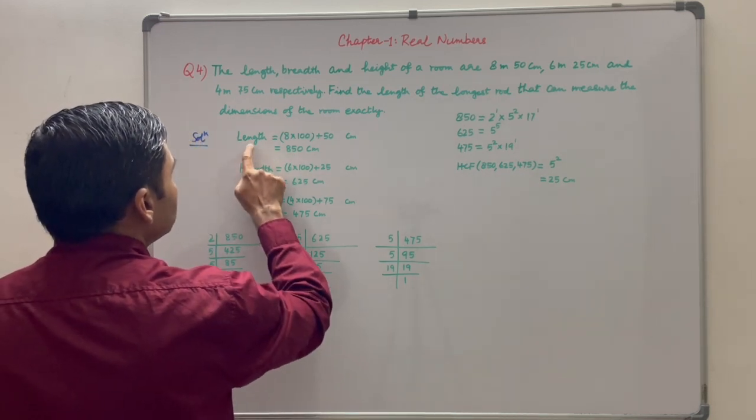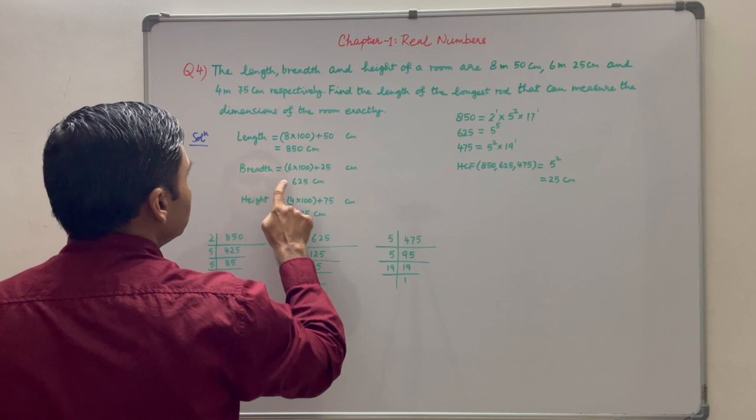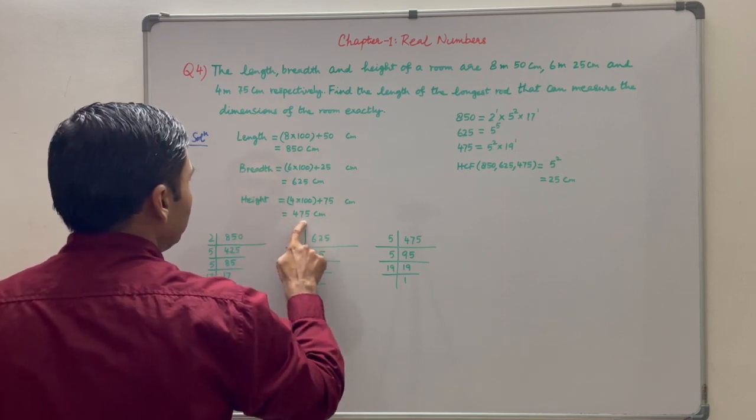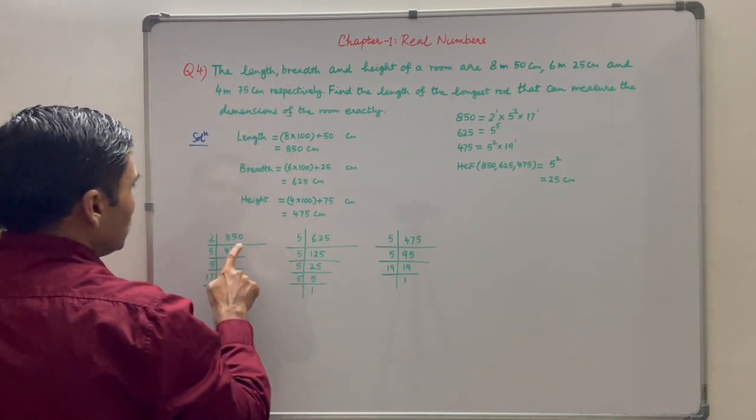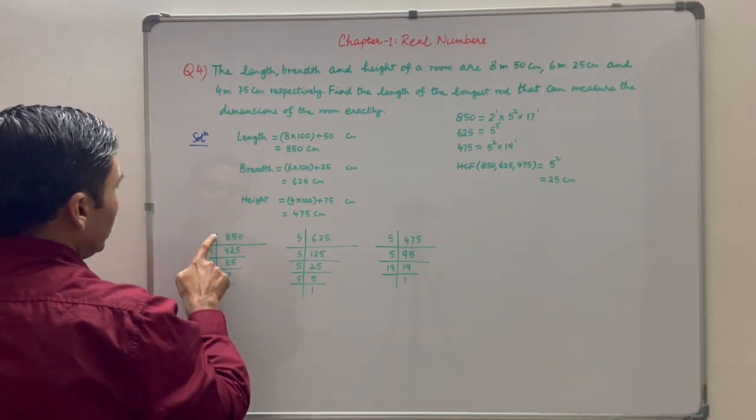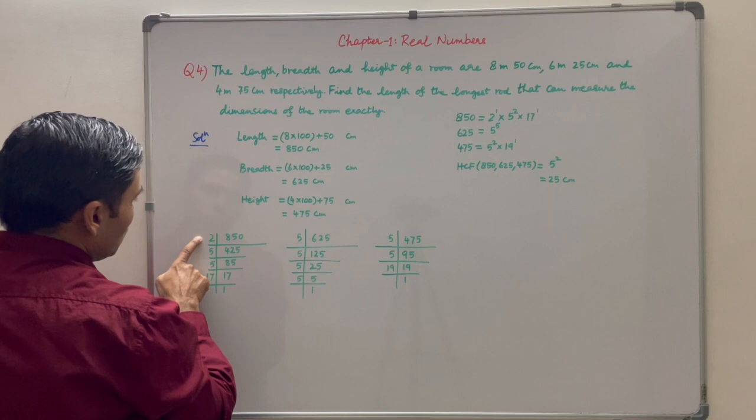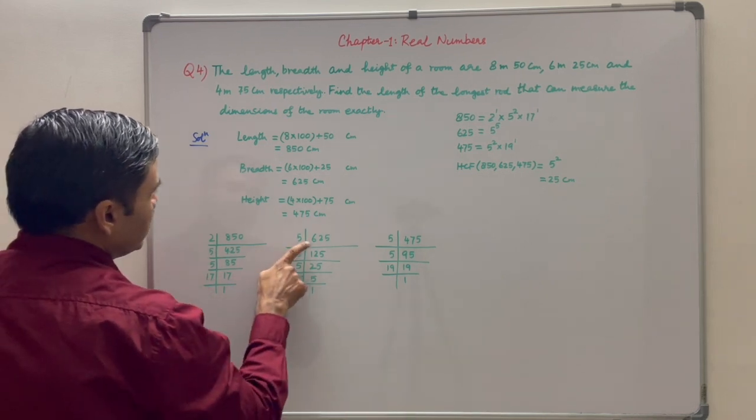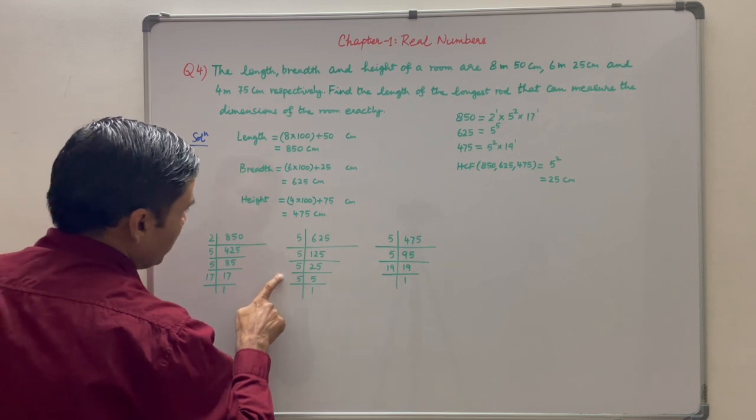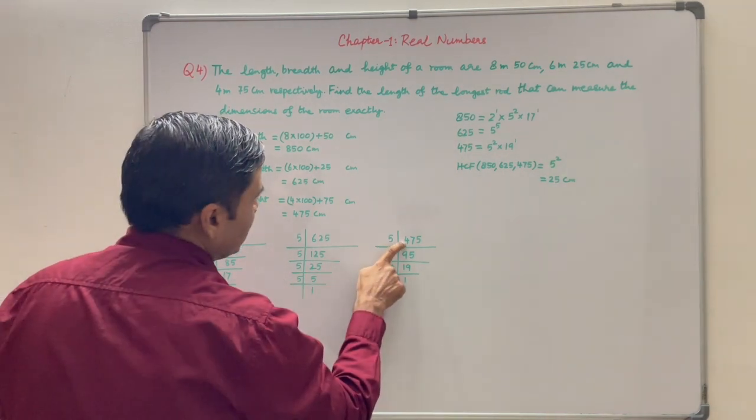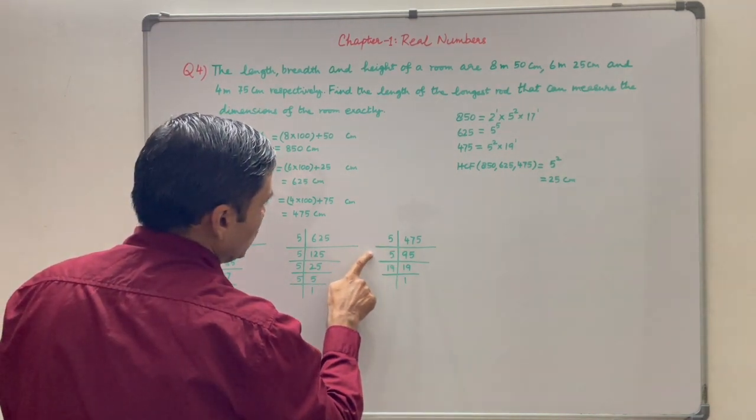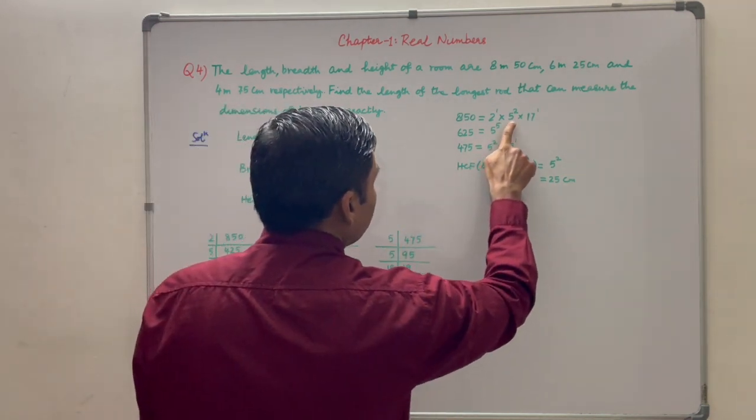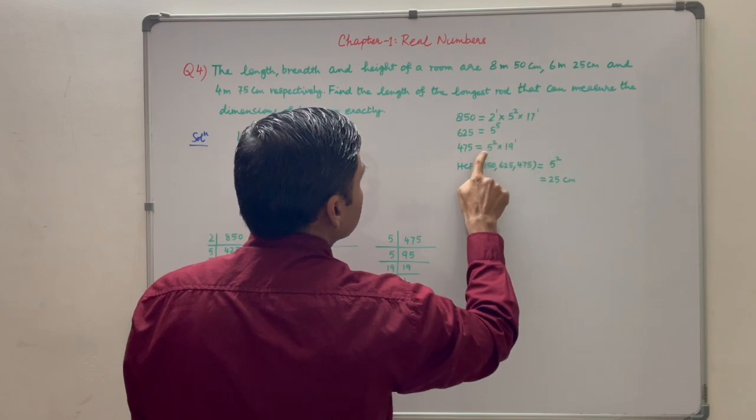That is, length is 850 centimeter, breadth is 625 centimeter and height is 475 centimeter. Now we need to factorize them. So 850 can be written as 2 to power 1 into 5 to power 2 into 17 to power 1. 625 can be written as 5 to power 4 and 475 can be written as 5 to power 2 into 19 to power 1. So the common prime factor in all these numbers is 5.